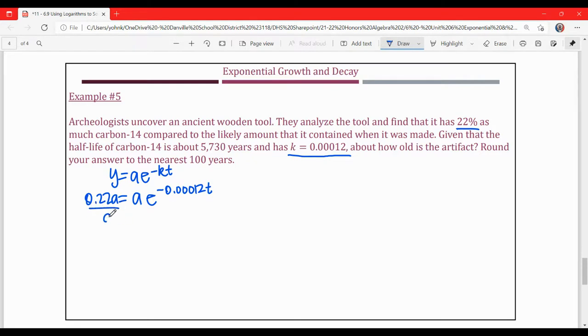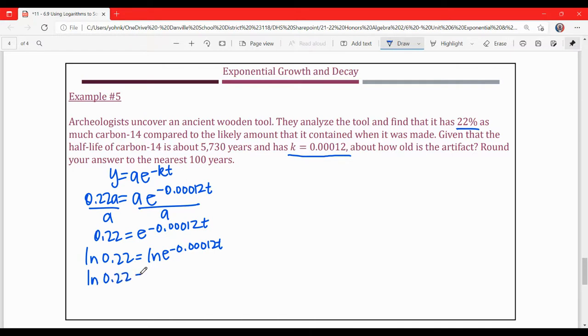So I can divide both sides by a. This gives me 0.22 equals e to the negative 0.00012t. Got to get into the exponent, so take the natural log of both sides. Left side doesn't change, ln of 0.22. Right side, the ln and the e go away, negative 0.00012t. Divide both sides by negative 0.00012.